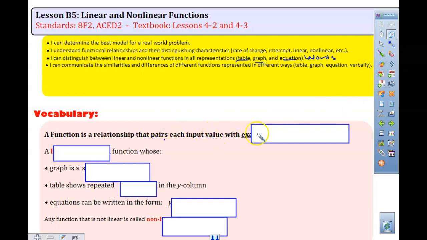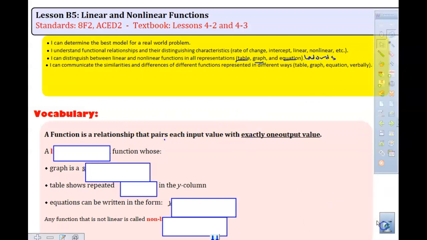A function is a relation that we are going to be looking at with pairs of inputs and, we call them, exactly one output. So this is going to be key. One input, exactly one output.